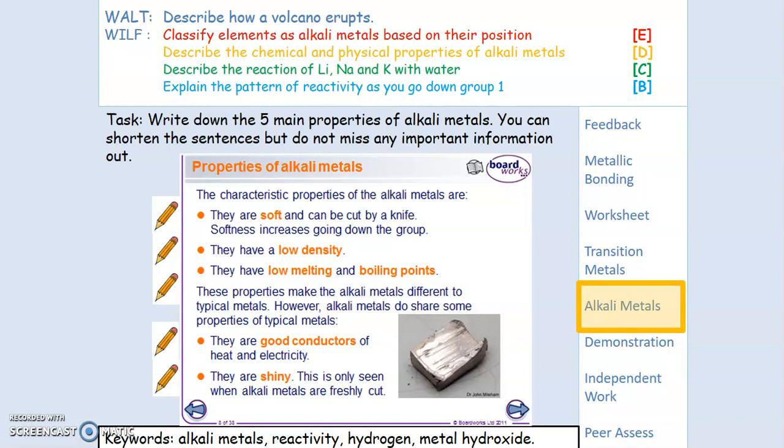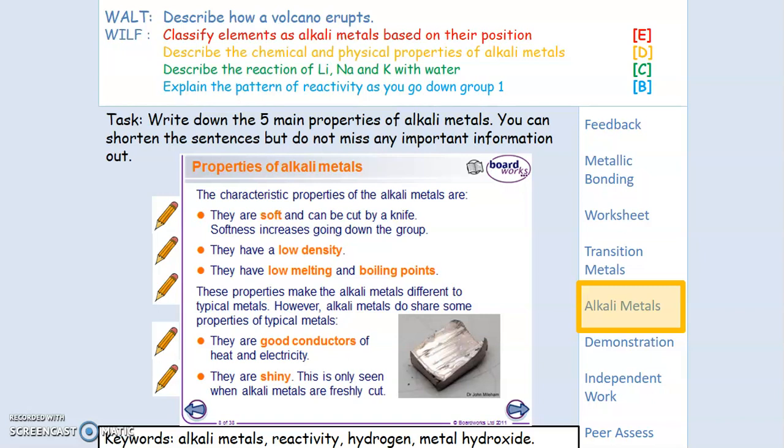They have a low density, which means they float on water, which is unusual for metals. Metals generally have high densities. And they have low melting and boiling points. They do share some properties with other metals. They are good conductors of heat and electricity. They are also shiny when you first cut them. But because they are reactive metals, they don't stay shiny for very long. You probably remember from class that they are stored in oil to avoid them reacting with oxygen and water.